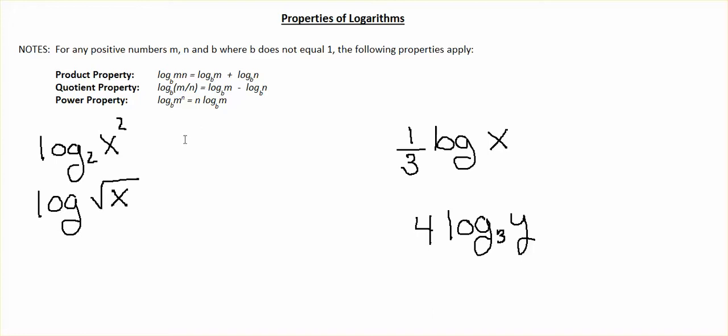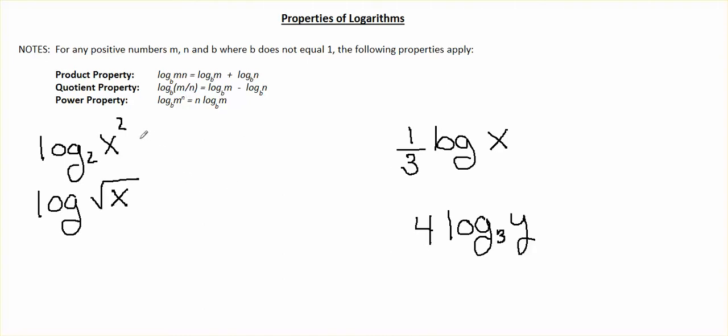The last property that we're going to talk about is the power property of logarithms. And I did have a slight mistake in my notes, so I want you to go ahead and pause the video and correct your note for your power property. I had forgotten the exponent of n here. So take a look, I forgot this n right here, so go ahead and correct that in your notes.